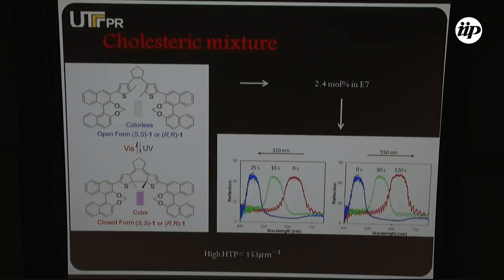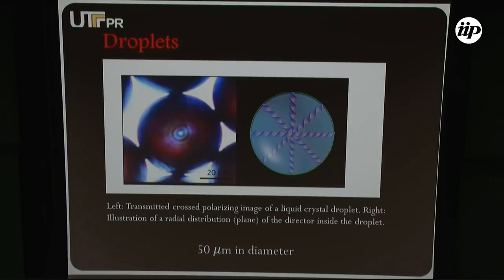It is an open-closed ring, and you know, you shine green light, it goes from short pitch to longer pitch, and if you shine UV, it's reversible. So we fabricated those droplets using this procedure. So here is a transmission light when you see under the microscope, and this is what we believe is the helical axis organization inside the droplet. Okay, so we have this radial distribution here.